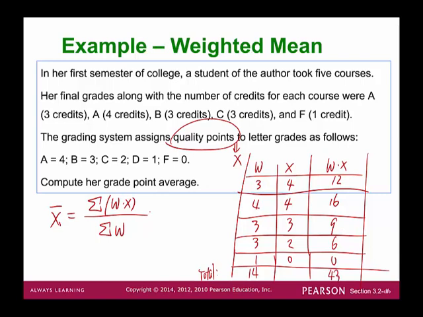All right, so now you basically just find the quotient of those two, 43 divided by 14. And let's round it to 2 decimal places. 43 divided by 14 turns out to be 3.07. So the GPA for her first semester of college will be 3.07.